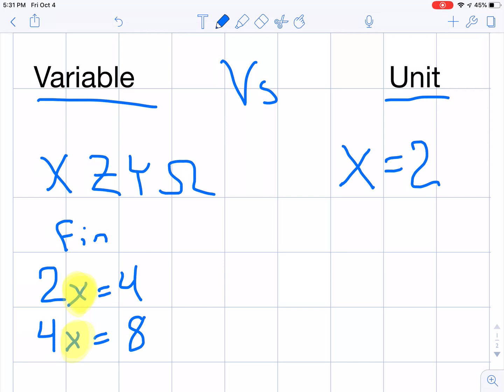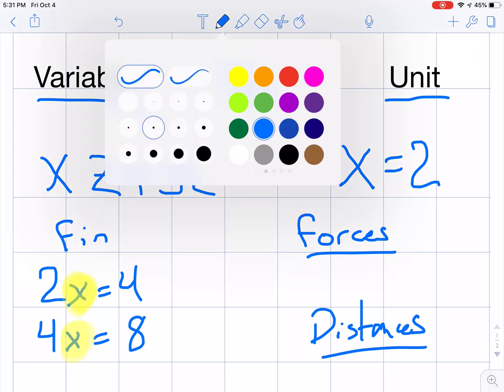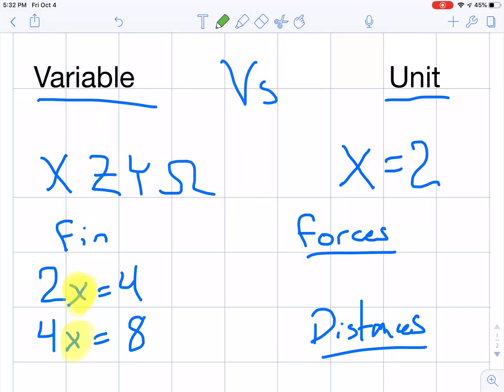Two quick common ones that we see in engineering would be forces and distances. Forces, some examples of units of forces. Well, we're going to see newtons, capital N, and we could see a pound. That's an L, not a 1. So pound or pounds. So we could say that x equals 2 newtons.